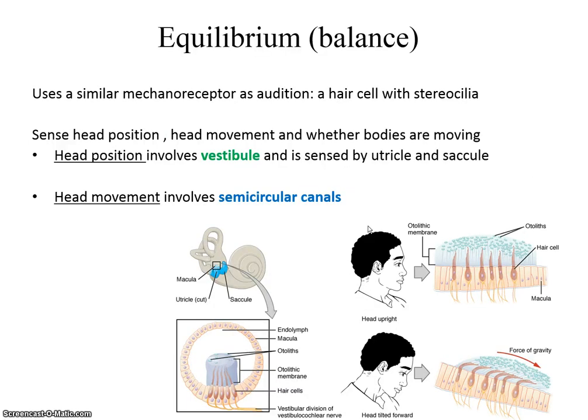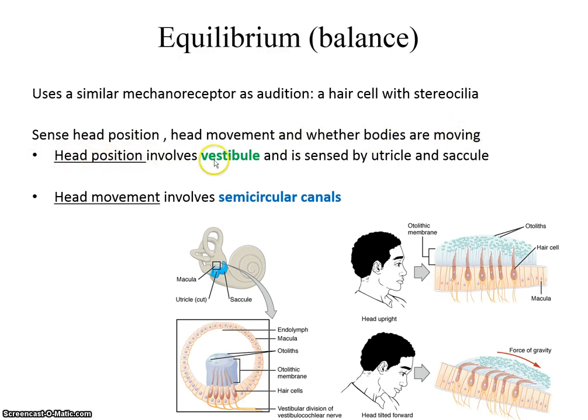All right, balance, which is our equilibrium. This is done through the other parts of the inner ear, the vestibule and the semicircular canals. They use similar hair cells with stereocilia that you're looking at here in these diagrams. Similar mechanoreceptors, as we did for hearing. They sense the head's position, because they are in the head, right? Remember, the location matters. And the head movement, and whether the body is moving in relationship to the head.